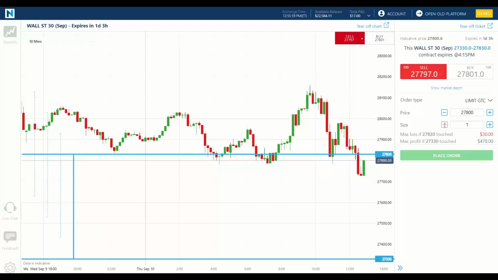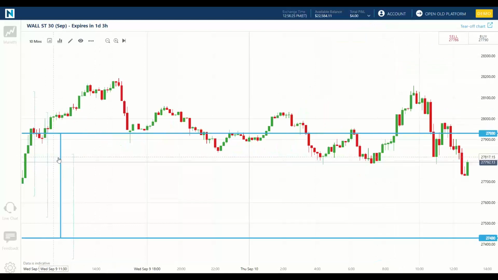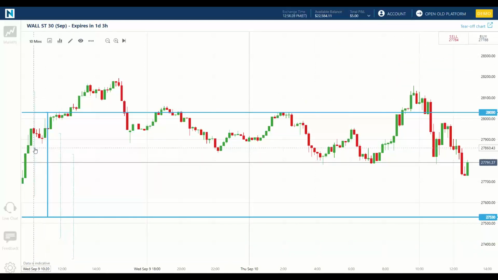This is going lower. If I sold one right here at 27,800, if I'm wrong and it traded up to 27,830, I can only lose $30. All right. I went short and I was wrong and I got knocked out. But if I'm right and this thing does actually really sell off, I could stand to potentially make 470. So you end up picking or choosing the knockout with the range that best suits your strategy.